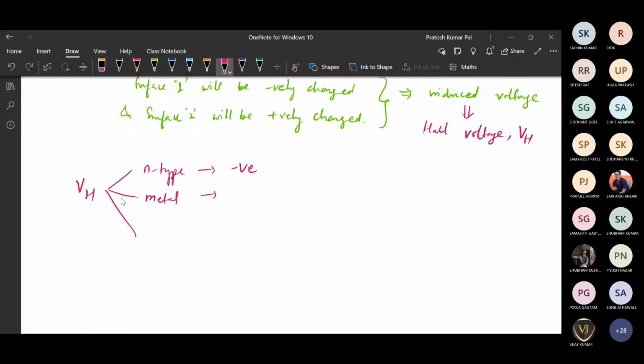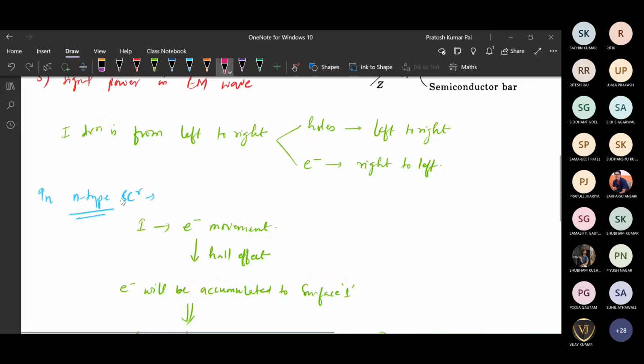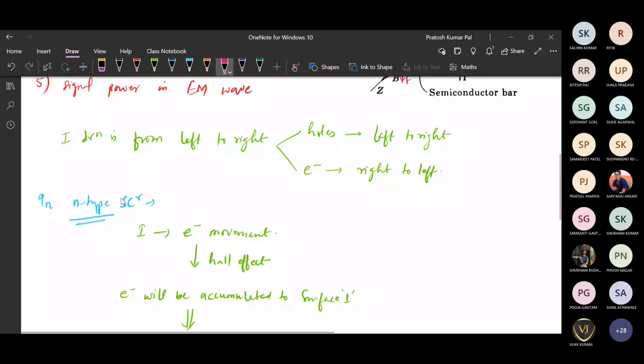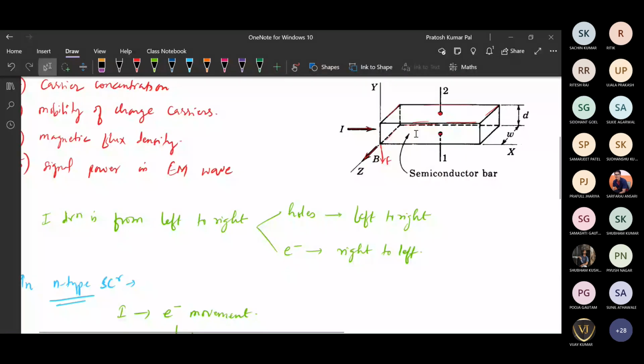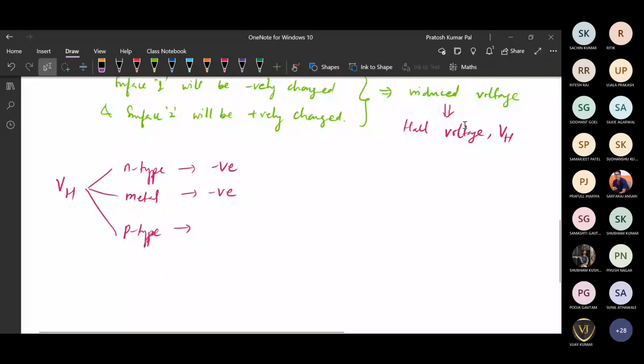But in case of p type of semiconductor, the charge carriers will be holes. Okay, so in case of p type, the holes will be the major charge carriers. So once the holes are the major charge carriers, they will experience the force, so the holes will be accumulating on the surface 1, and once the holes accumulate on the surface 1, the surface 1 will become positively charged. Okay, so that will be creating this induced voltage, Hall voltage, that will be positive.